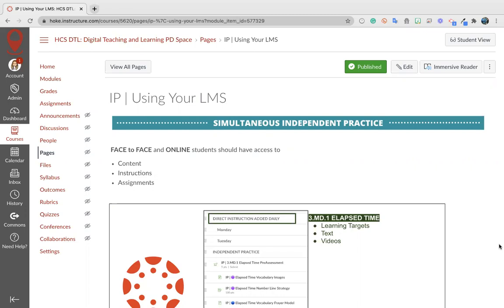So Chromebook people, we're going to be talking about how we use Canvas. How do you use your learning management system to help you with this independent practice?